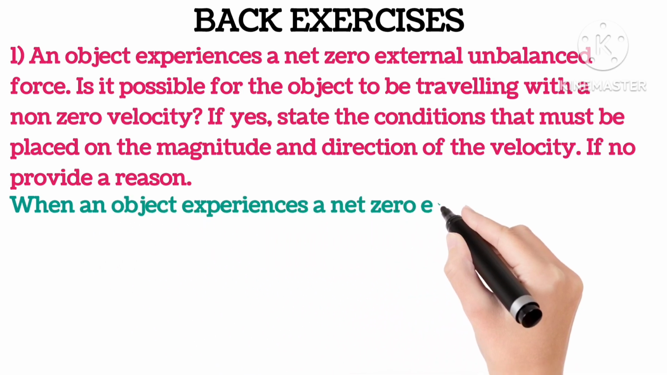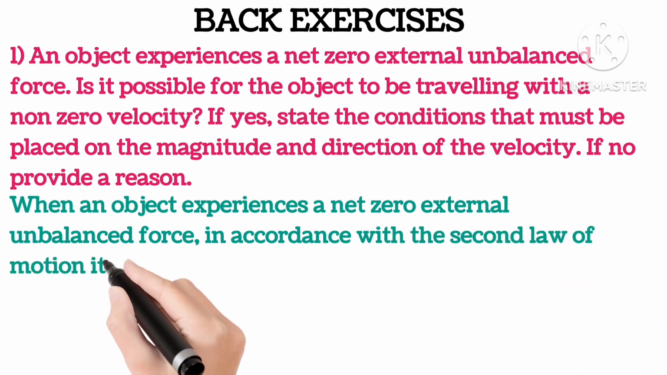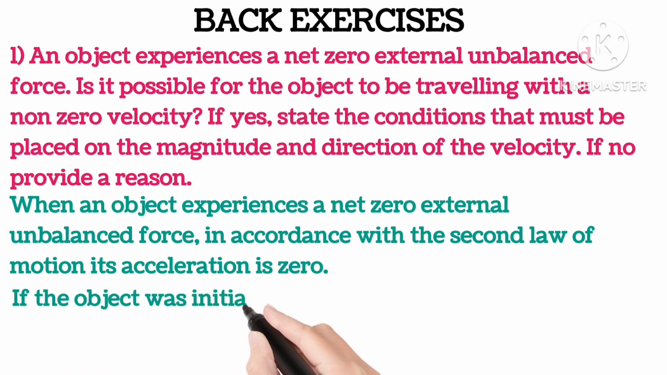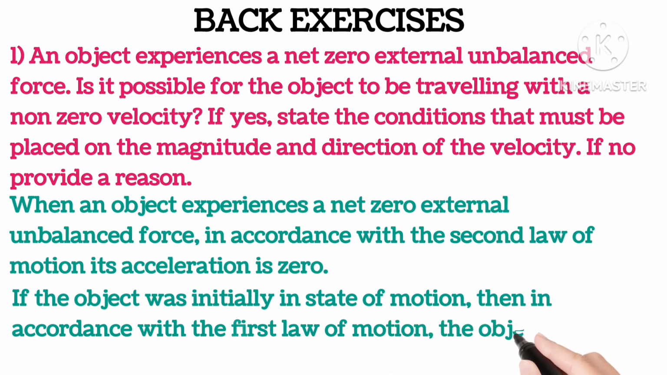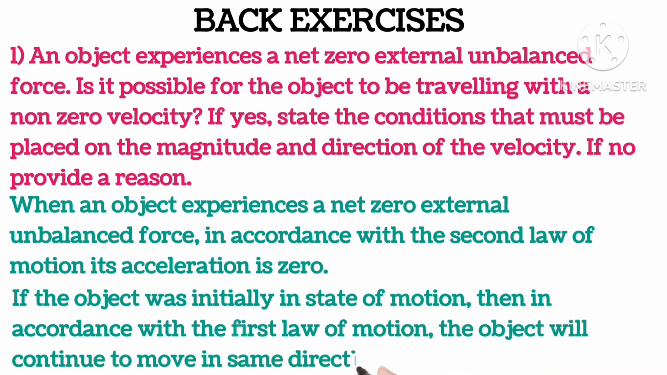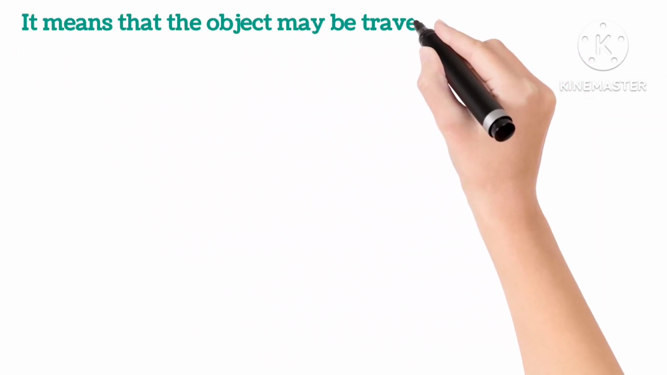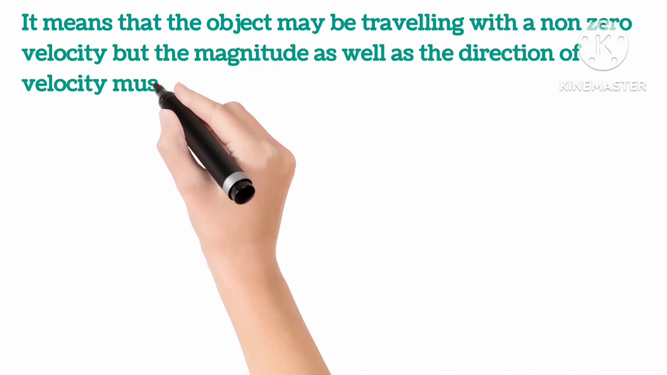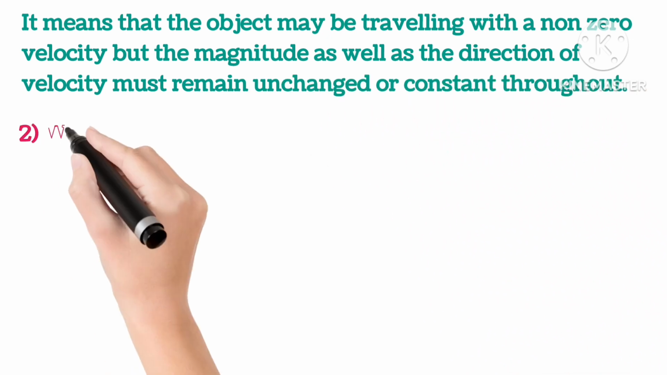So when an object experiences a net zero external unbalanced force, in accordance with the second law of motion, its acceleration is zero. If the object was initially in the state of motion, then in accordance with the first law of motion, the object will continue to move in the same direction with the same speed. It means that the object may be traveling with non-zero velocity, but the magnitude as well as the direction of the velocity must remain unchanged or constant throughout.